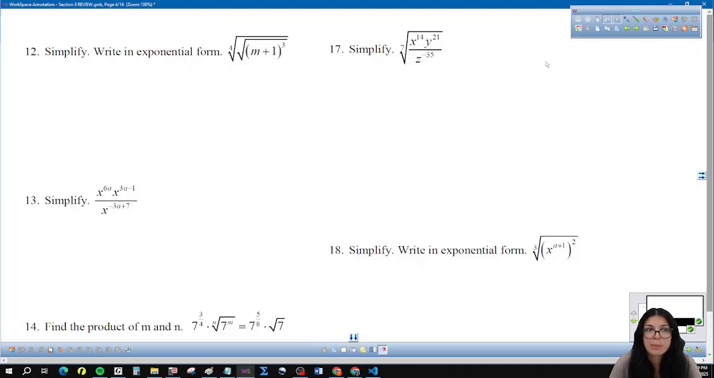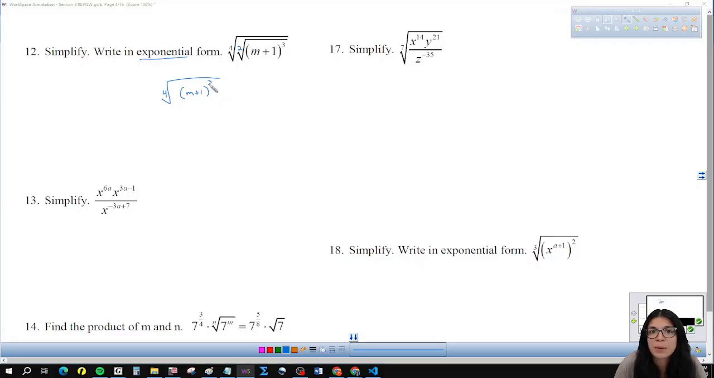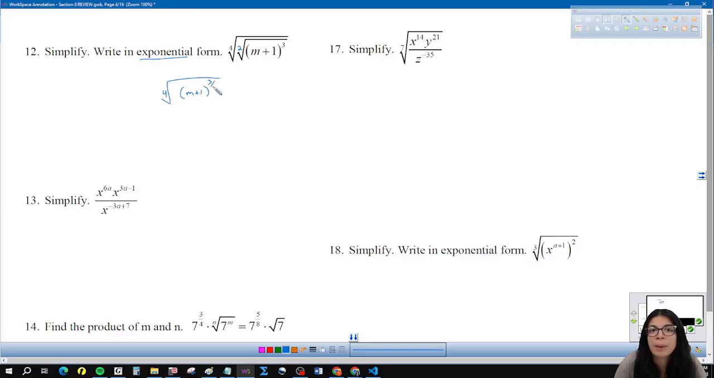Okay, next up we have number 12. And notice that we have multiple radicals here. They do want me to write my final answer in exponent form with the fraction exponent. So we're going to work from the inside out. The square root is going to be whatever is on the inside, which is m plus 1, which has a power of 3. And the square root means that power 3 is going to be divided by 2.